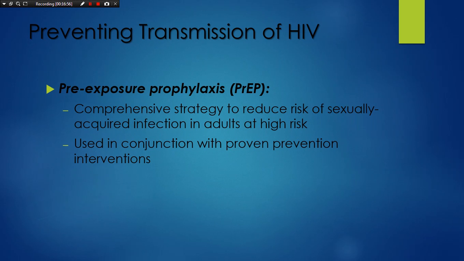Pre-exposure prophylaxis should be used in conjunction with other proven prevention interventions such as condoms, risk reduction counseling, and regular HIV testing. Truvada is used to reduce the risk of HIV infection in uninfected individuals who are at significant risk of acquiring HIV. Truvada is also currently used in combination with other antiretroviral agents for the treatment of HIV-infected people.